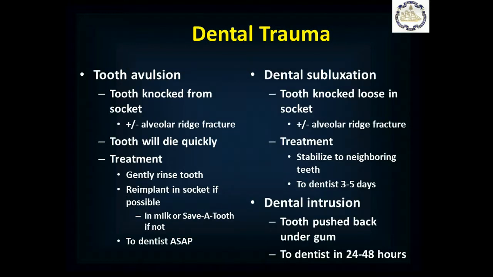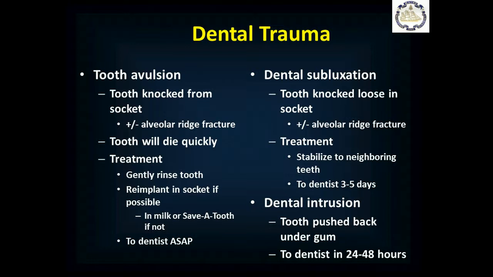Now, without breaking the tooth itself, you can do other things. Remember, the tooth sits in the socket, held in place with cementum, so it's held in that bony alveolar ridge, and the tooth can get knocked out of the socket, sometimes with an alveolar ridge fracture, sometimes with just the periodontal ligaments and that cementum pulling apart. The tooth will die quickly once it's out. So your treatment is to gently rinse the tooth, don't scrub it. Reimplant it in the socket if possible. If you can't, put it in milk or something called Save-A-Tooth, which is a commercial thing, and they need to go to the dentist immediately.